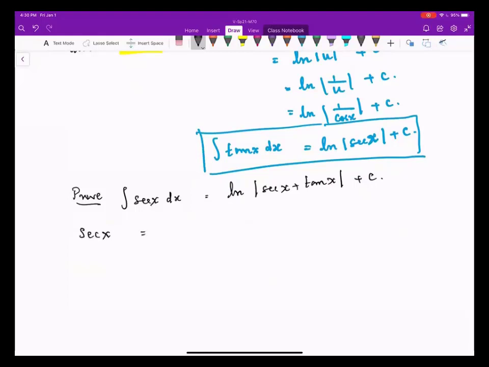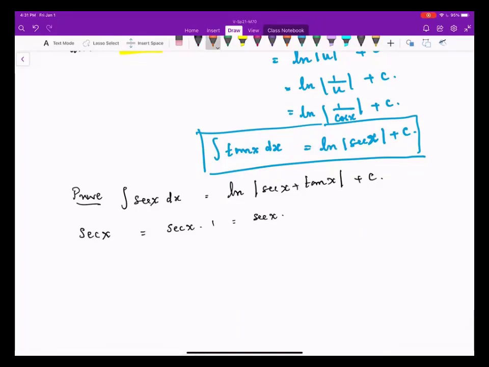For secant x, we have no rule. We can at most write that as 1 over cosine x. But that doesn't help us, because if we take 1 over cosine x and write cosine x as u, we don't have a sine on the numerator, so that is not going to work. So the way we do this one, we write secant x as secant x times 1. Then that 1 can be written as anything divided by itself. So 5 over 5 is 1, x over x is 1. So I'm going to multiply and divide by the same quantity.